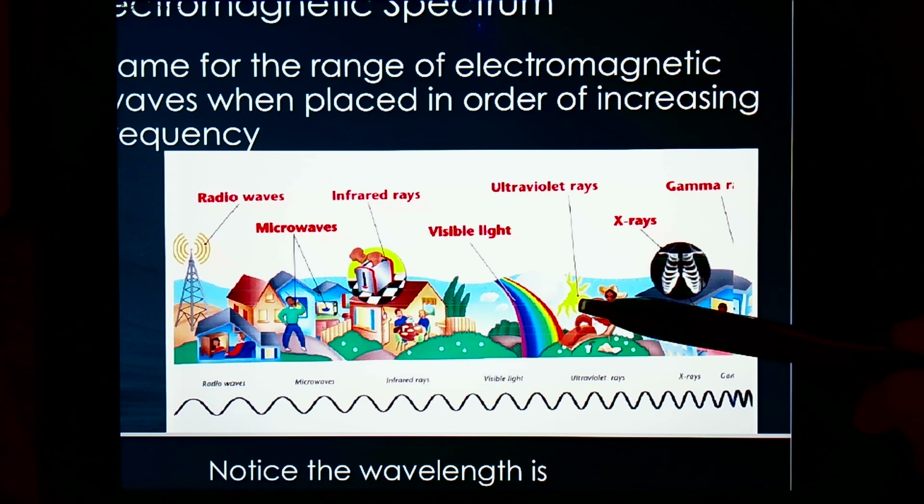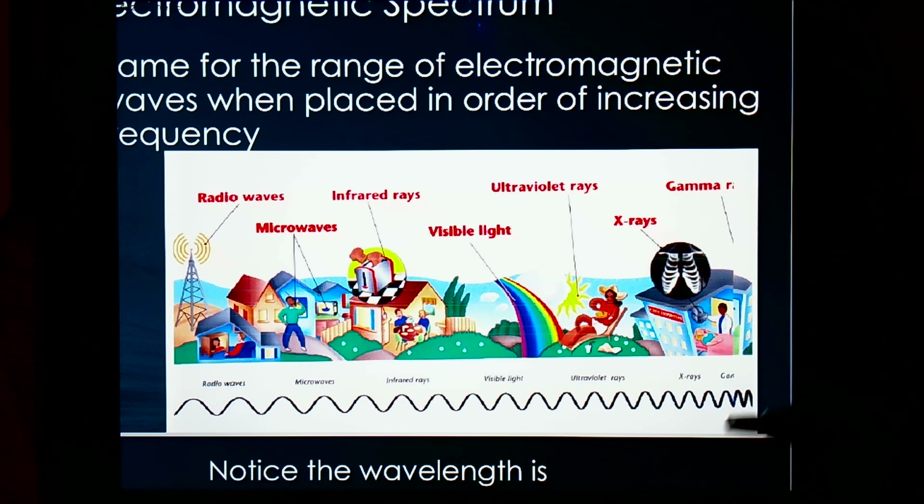Ultraviolet rays are coming from the sun with the lady tanning here. X-rays use the X-ray machine. And then your gamma rays, there's a little barrier back here that's cut off, but it is like a nuclear power plant back there in the back.